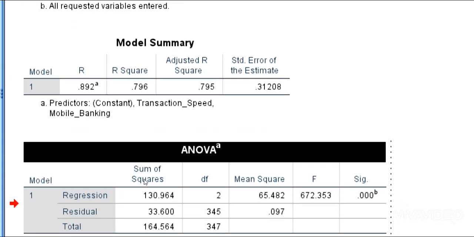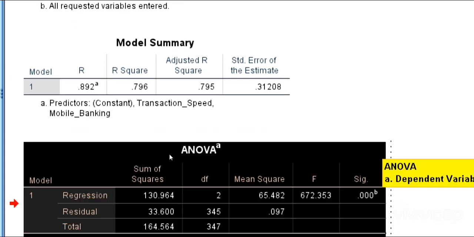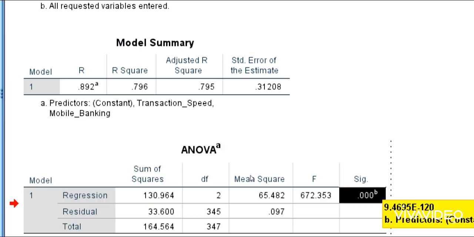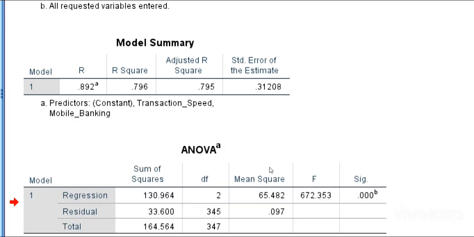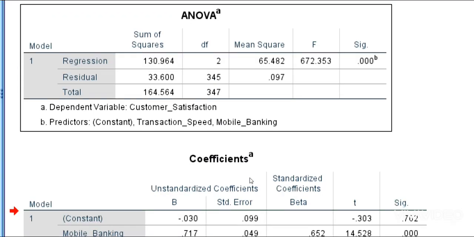The ANOVA table reinforces this, showing a significance level of 0.000. This indicates there is virtually no chance that this model is unreliable. We can proceed with confidence.